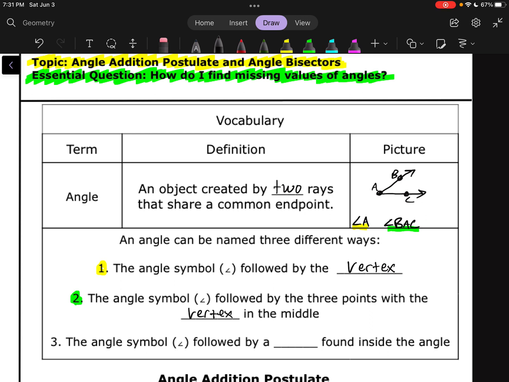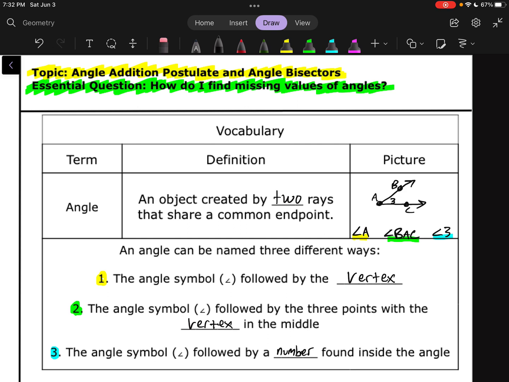Or we can do the angle symbol followed by a number that's found inside the angle. So maybe there's a 3 in there, and then we could just call it angle 3. So those are the 3 different ways we can name it. Also, for the second way, we could have flipped it and called it angle CAB. That would have been a valid way of naming it also.